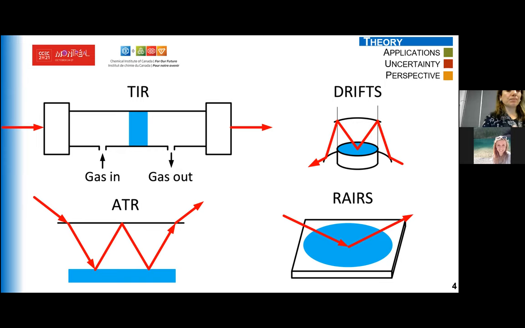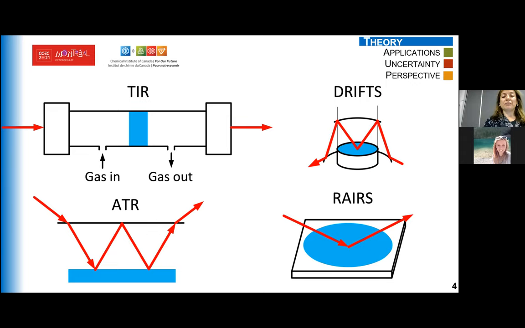The problem with this technique is that we have to prepare a wafer of the sample. That's not possible in all cases, because we have to press the sample, and usually we have to mix the sample with another material that is transparent to the IR vibration. To solve these kinds of problems, the configuration of diffuse reflectance appears, which is the one up on the right.